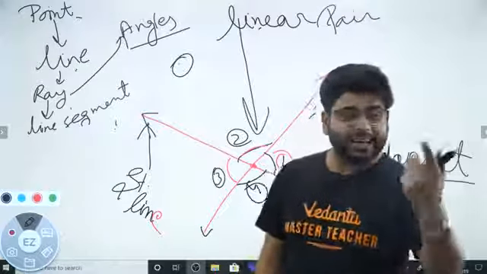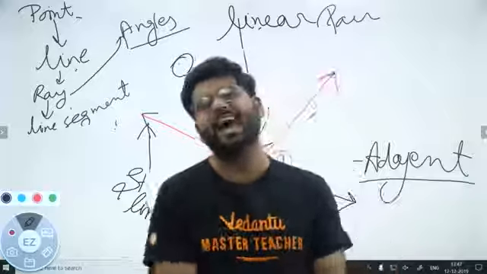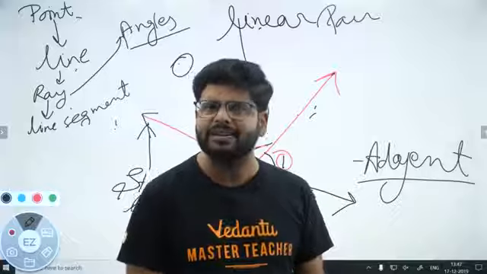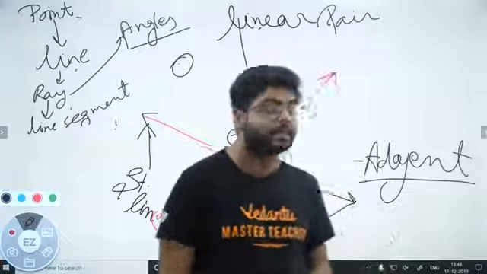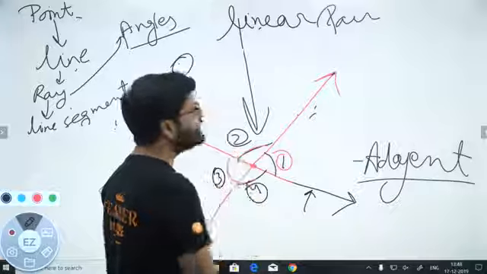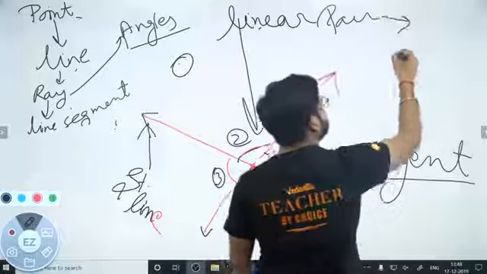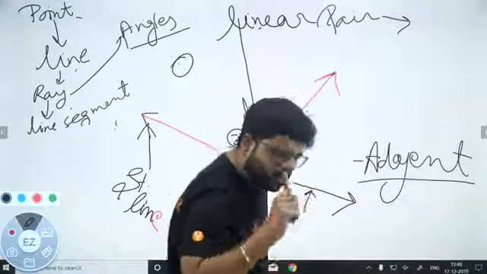Now, what about the linear pair? What is this linear pair? So we can say that it is adjacent angles on a straight line. This is what you said to me, sir, right? So adjacent angles on a straight line. What does this mean? I know that an angle on a straight line is what?